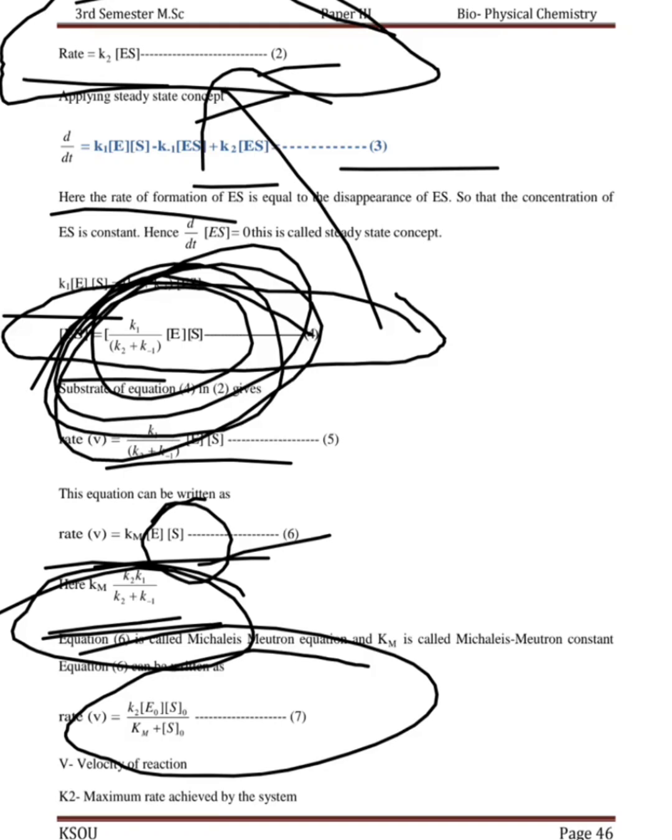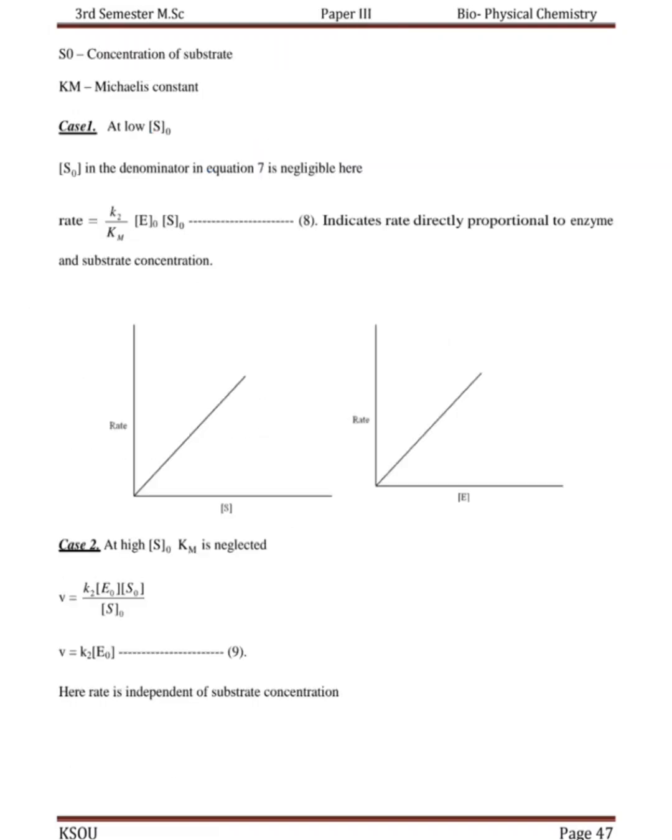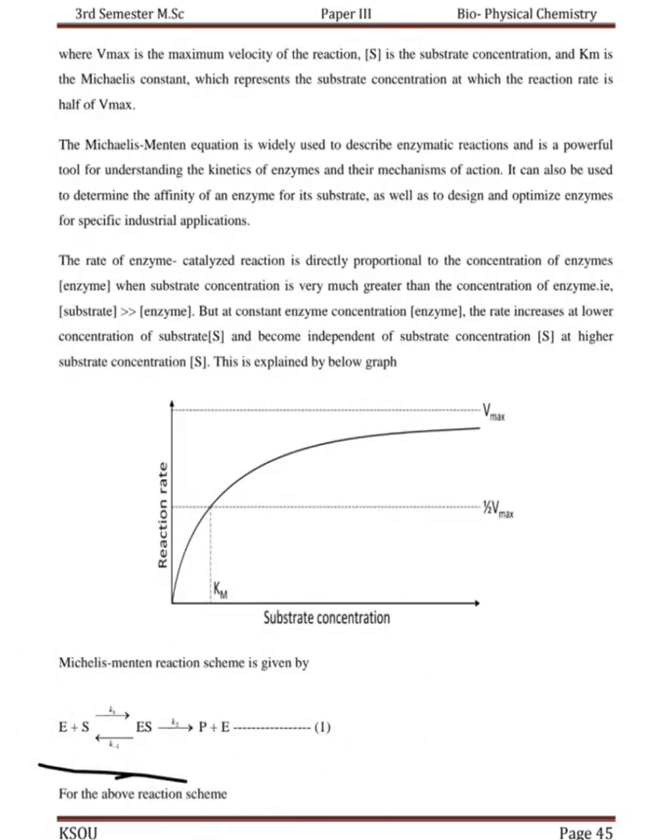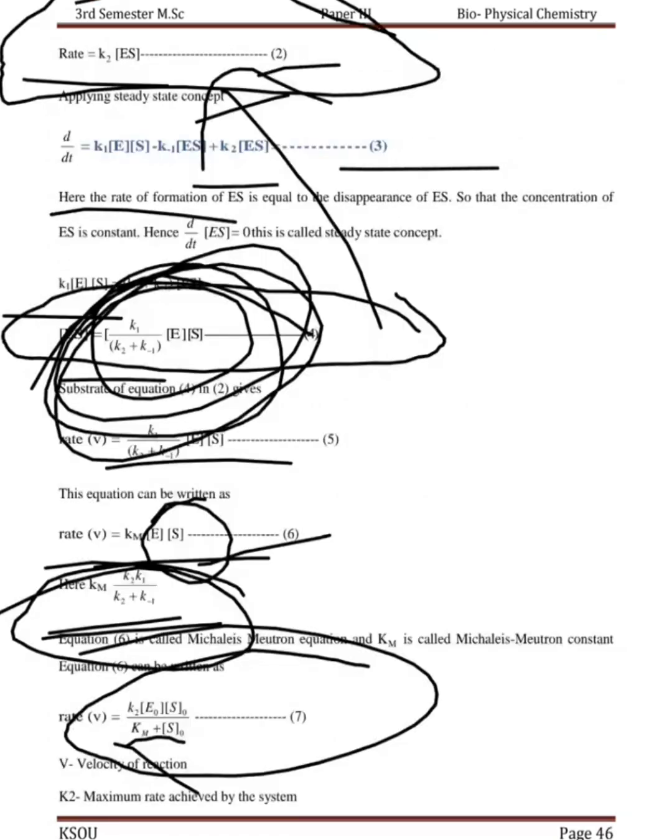So V is the velocity of the reaction, K2 is the maximum rate achieved by the system, and E naught is the concentration of the enzyme. Km is the Michaelis constant, and S naught is the concentration of the substrate. While varying the concentration, you have seen that the concentration of the substrate has been varied. So we have got a general equation, that is equation 7.